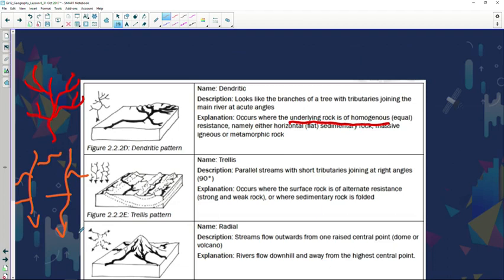Now the difference over here, if you look at the characteristics, the reason why it forms over here, the areas in between them are more resistant to erosion and weathering, whereas the stream channels are not. Very importantly, it occurs where the surface rock has different types of resistance. There's strong and weak rock, so the weak rock might erode much easier, for instance, sedimentary rock where folding took place.